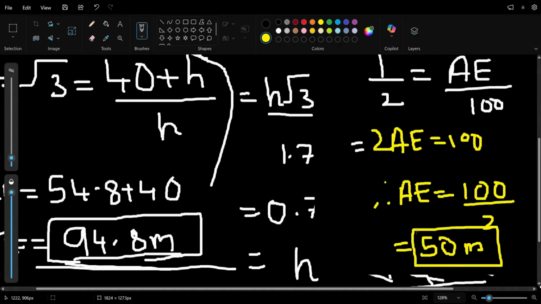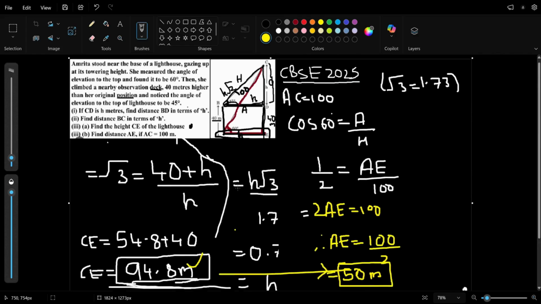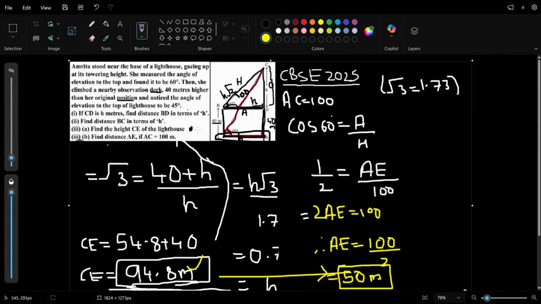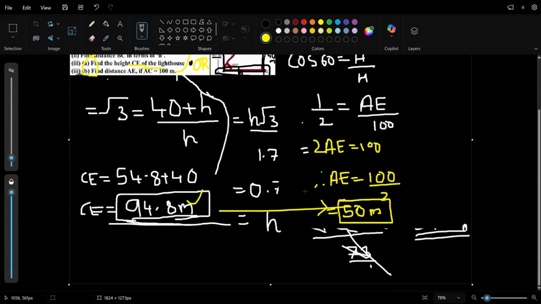This is more easy and direct question considering this one. So if you're trying to do the third question, try to do the B part because it's more direct and simple. By the way, this is actually an OR question. You can do 3 A or 3 B. Look, it's an OR question. So this is more easier than this one because people might get confused and they just find the value of H and they won't add with 40. You're supposed to find CE, you're supposed to add 40 plus H. So this is very simple question.